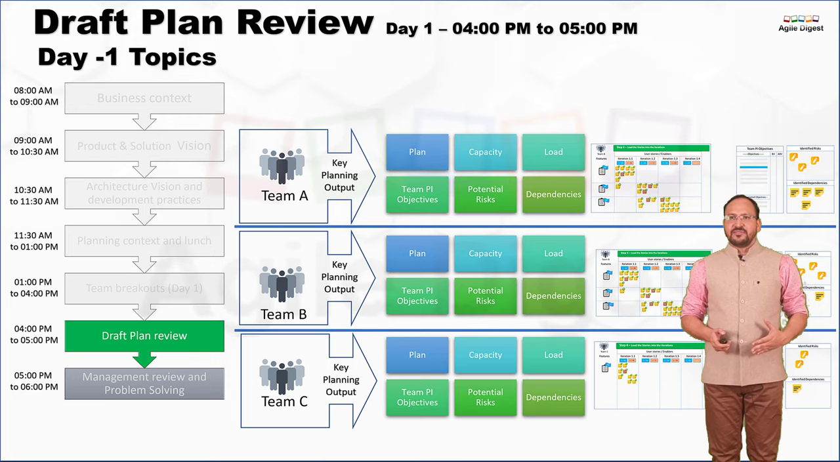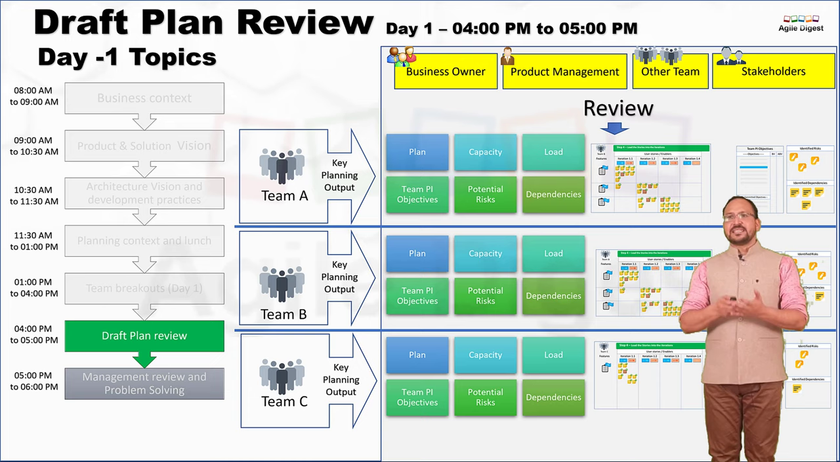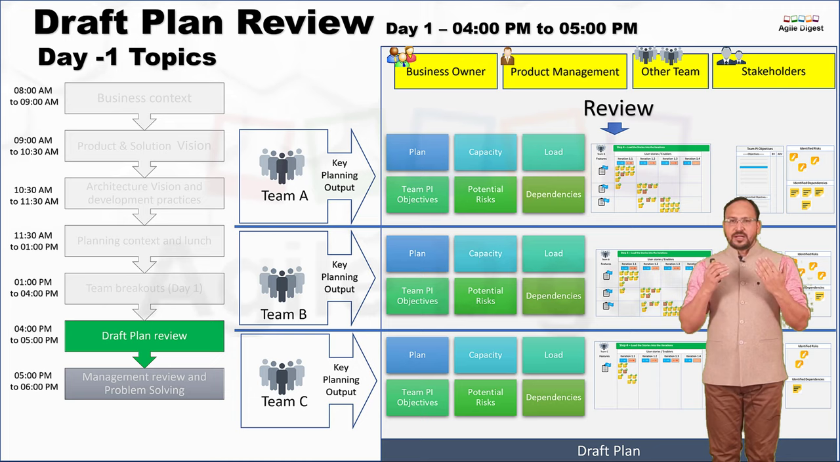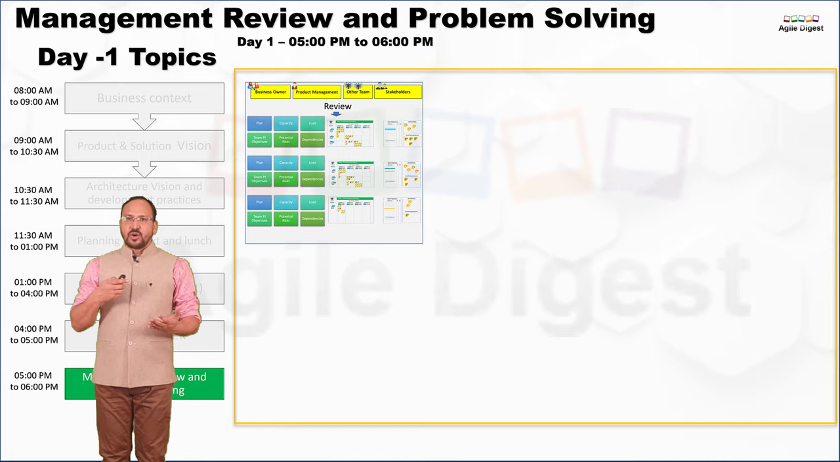Now, who will be reviewing that? We have business owners, product management, other team members, and stakeholders; everyone will review. This entire work is what we call the draft plan review, and this is the draft plan. Once our draft plan is done, we may need to do some problem solving to fix it. So how will we do it? This is my draft plan.